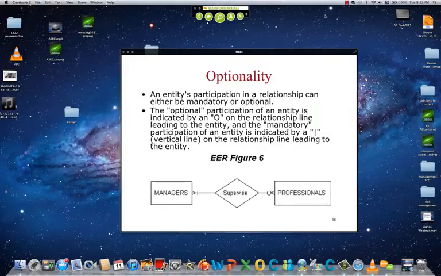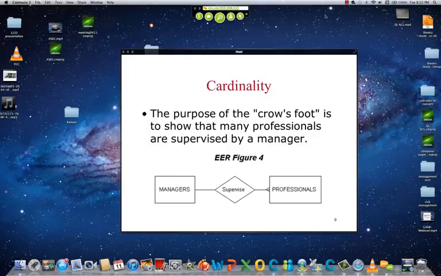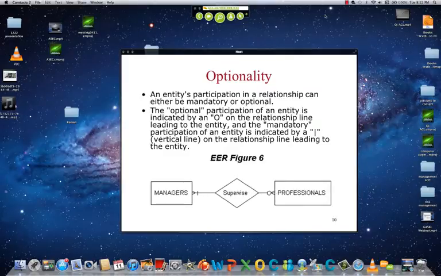So the next thing is optionality. We had this, either cross foot or no cross foot. Now we add another element: either this bar here, or 0. So in addition to cross foot or no cross foot, we add either a 1, the bar, or 0, the circle. Okay. So 1 means it is mandatory. 0 means it is not mandatory.